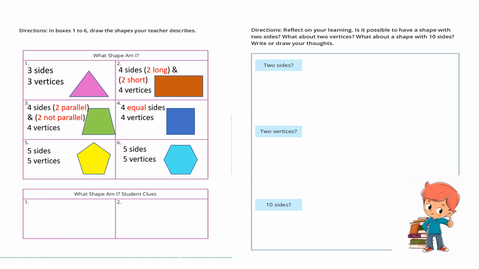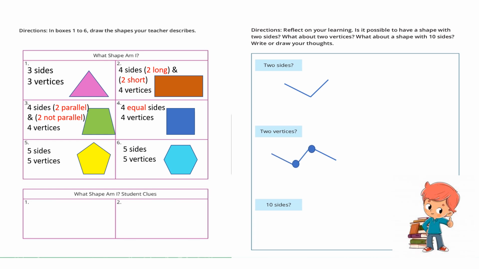In the next table, we will draw any shapes you want. So it's for you. You can draw anything, any shapes you want to draw. Here in Math Journal, we want to draw shapes. Can we draw any shape with 2 sides? No, they are not forming a shape.